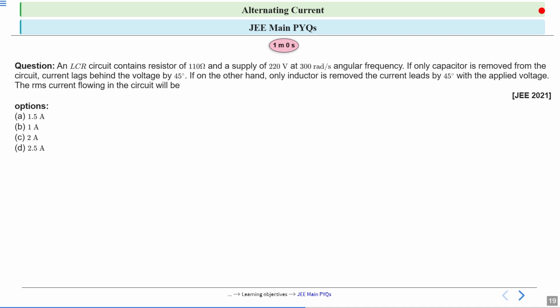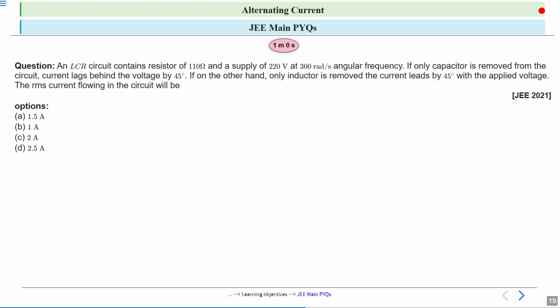An LCR circuit contains a resistor of 110 ohm and a supply of 220 volt at 300 radian per second angular frequency. If only the capacitor is removed from the circuit, current lags behind the voltage by 45 degree. If on the other hand, only the inductor is removed, the current leads by 45 degree with the applied voltage. The RMS current flowing in the circuit will be.